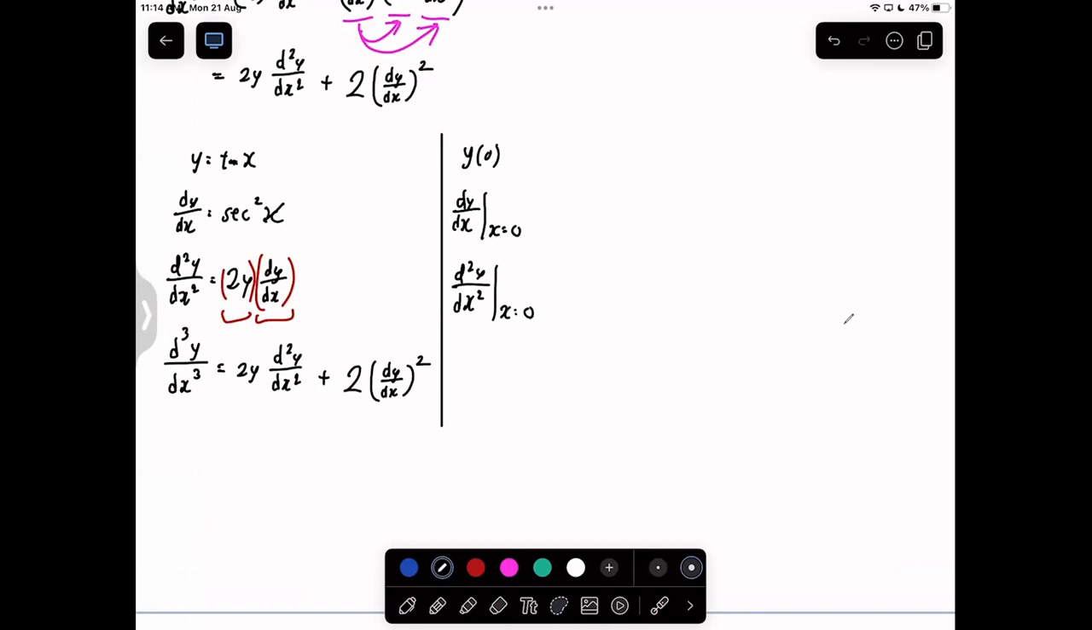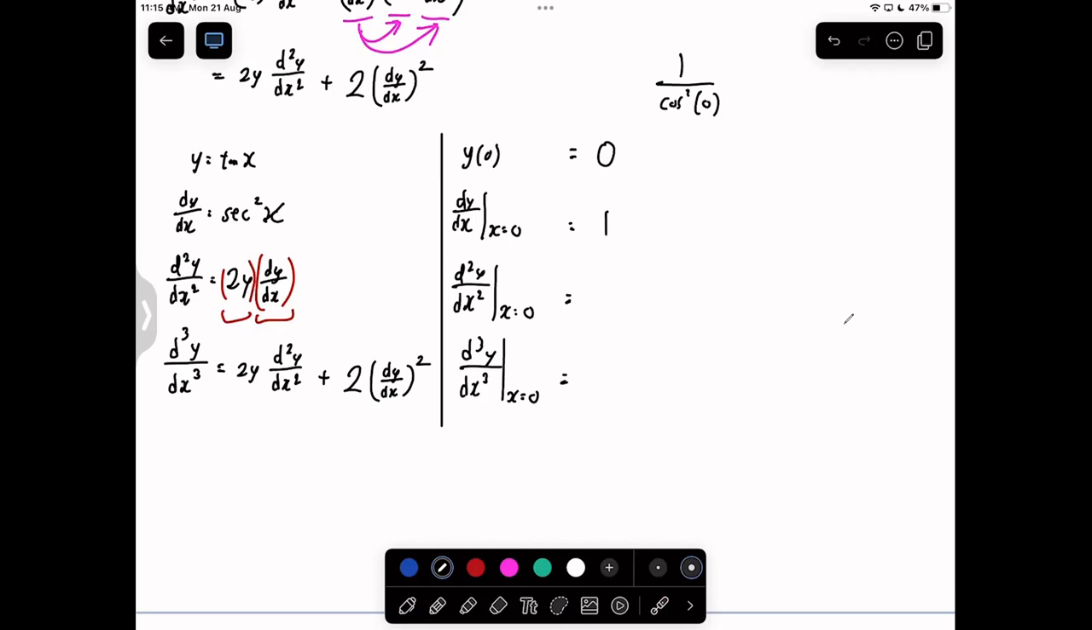d2y/dx squared, sub in x equals 0. d3y/dx cubed, sub in x equals 0. Let's see what this is equal to. Well, same procedure, just different notation. Sub in 0, tangent 0 is 0. Secant square 0 is 1 over cosine square 0. You replace with 0, what do you get? Cosine 0 is 1. So cosine square 0 is 1 square. 1 over 1 square is 1.